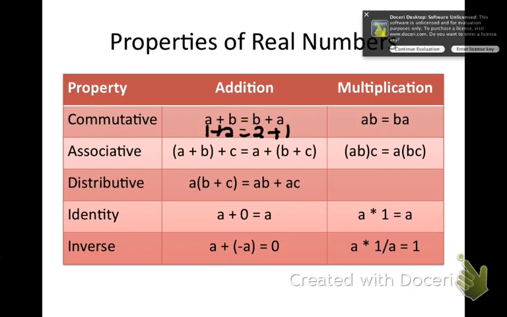All right, same thing holds for multiplication. 2 times 3 equals 3 times 2. Okay, 2 times 3 is 6. 3 times 2 is still 6. We're going to get the same answers.